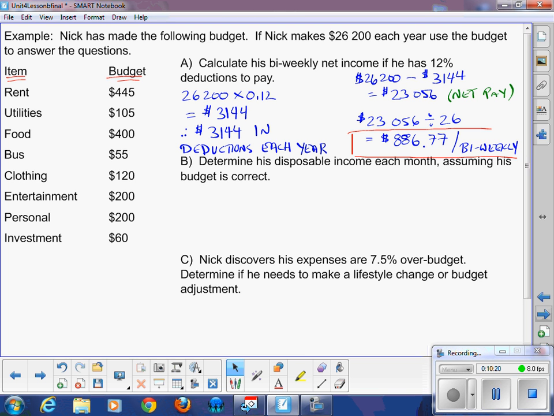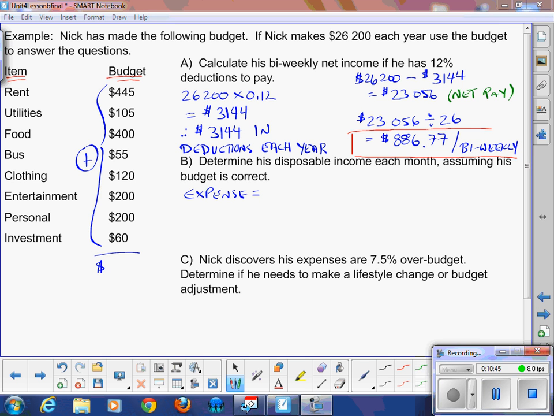Determine his disposable income each month, assuming his budget's correct. So we go expenses. We've got to figure out his total expenses. So I'm just going to add up the numbers from his budget. I'm not even going to do it on here. I'm going to actually do it in the budget itself. So I'm going to add all these numbers up to get his total expenses. And I get monthly expenses of $1,585. So that would go in here, 1,585.